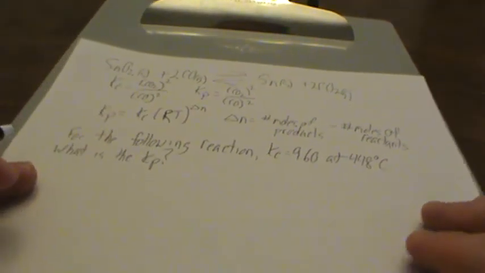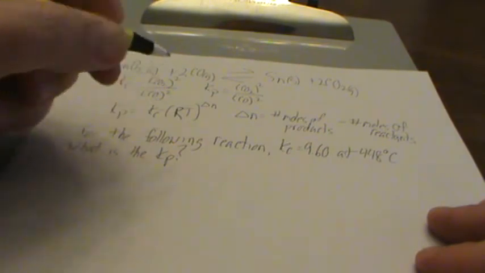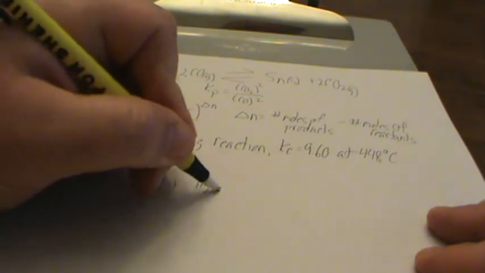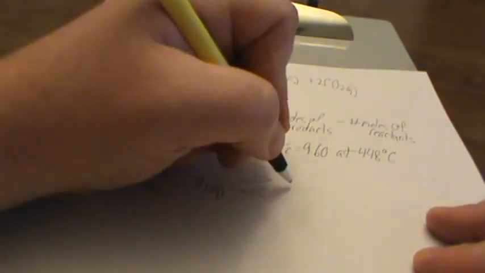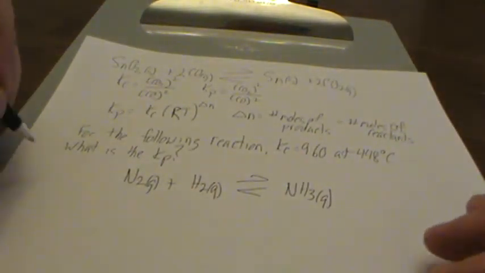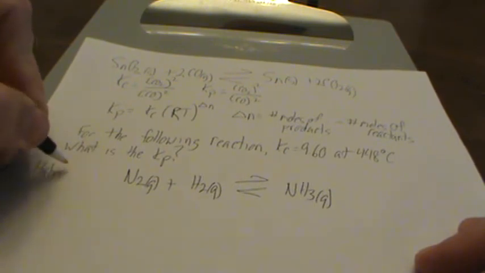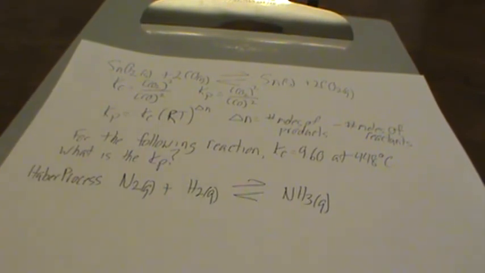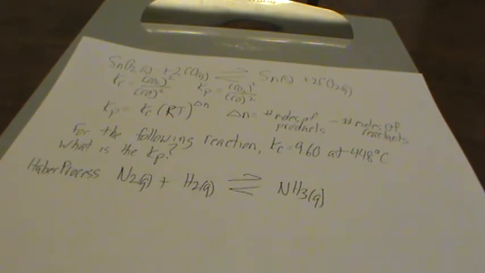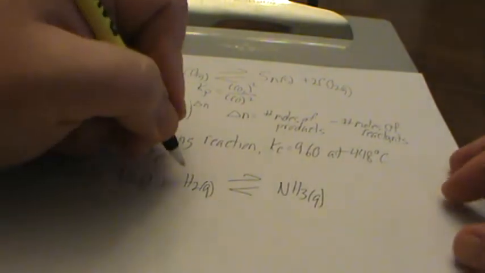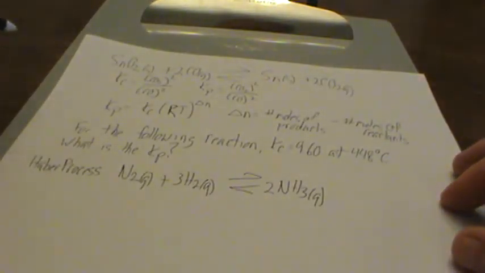Okay, and the reaction that we're going to be using for this one is one that we saw yesterday. So N2 gas plus H2 gas in equilibrium with ammonia. Now this reaction actually does have a proper name. It is called the Haber process. This is actually the reaction that put Germany on the map for being a chemical manufacturer. Alright, so let's balance this quickly. 1, 3, 2.